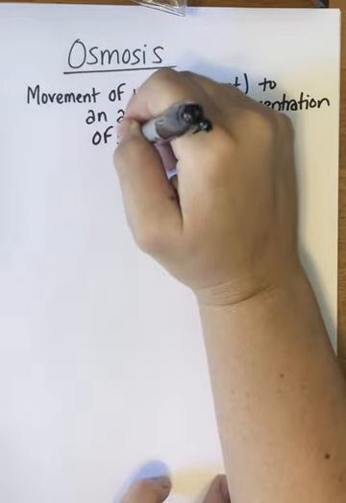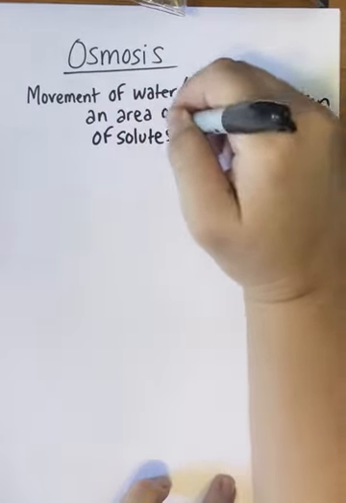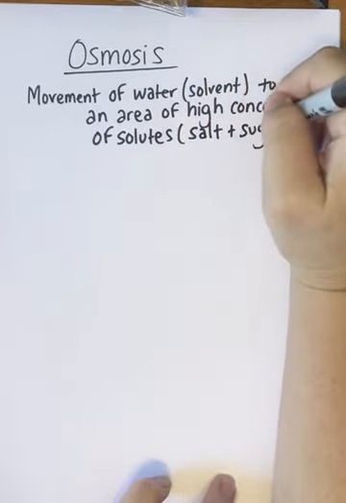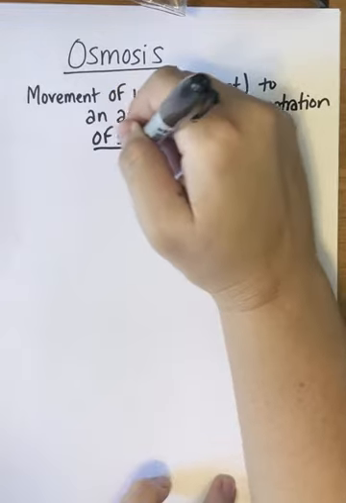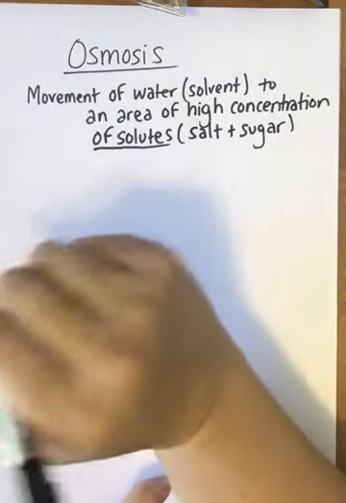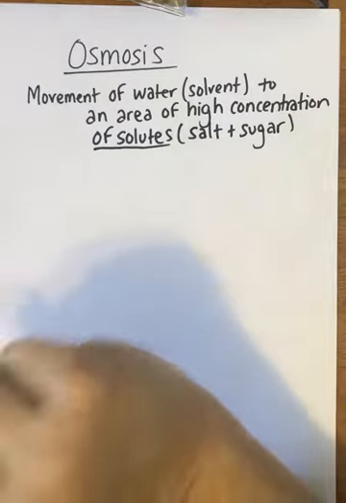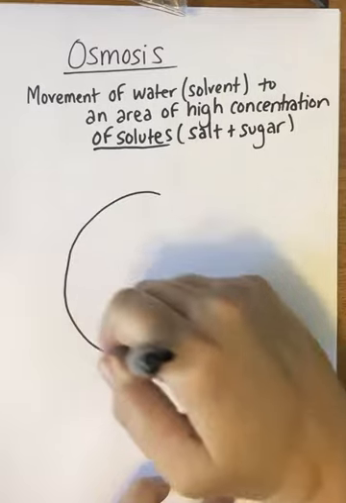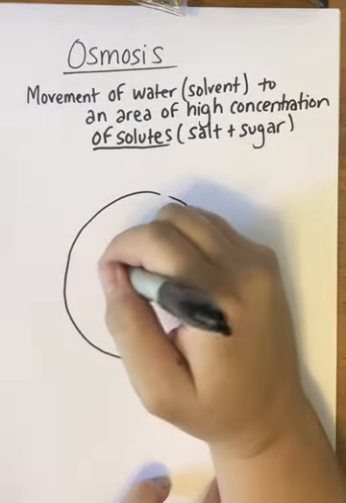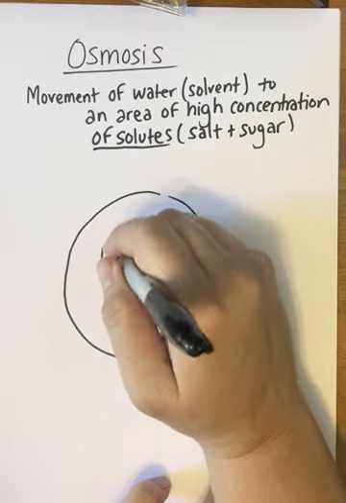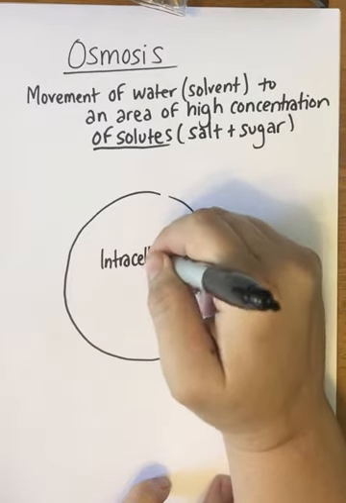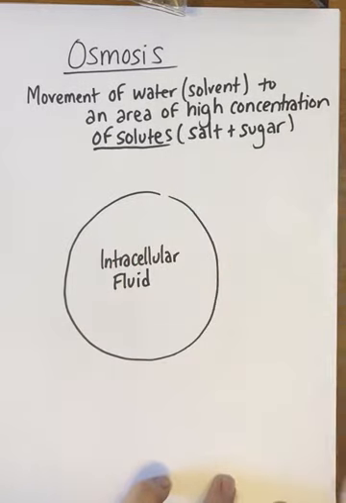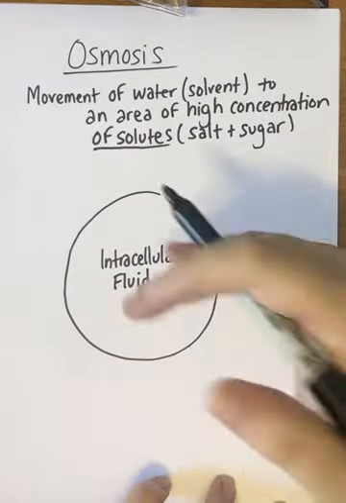Now, solutes most often in the body are going to be things like salt and sugar, like glucose. So water always moves to the highest area of solutes. When we talk about water, we have to talk about the inside of the cell versus the outside of the cell. The inside is called the intracellular fluid, which is going to be cytosol, a concentration of solutes and water.